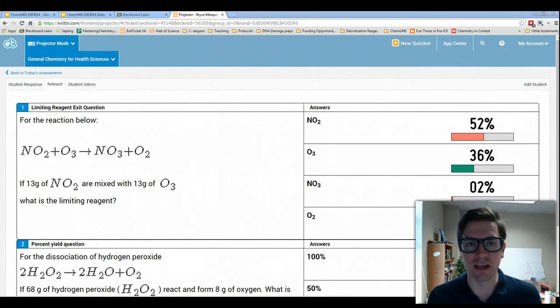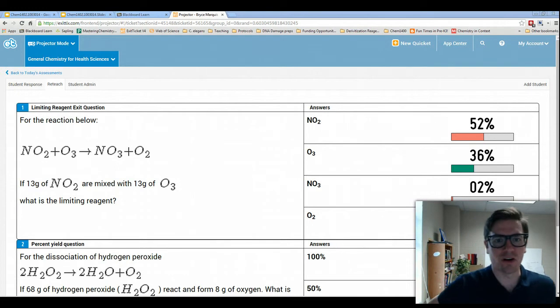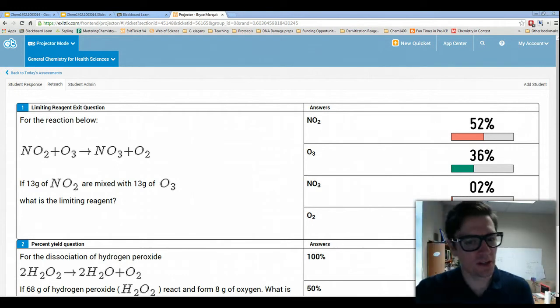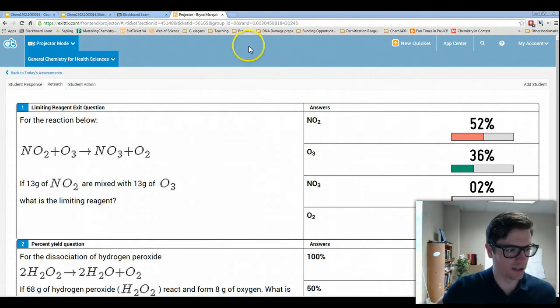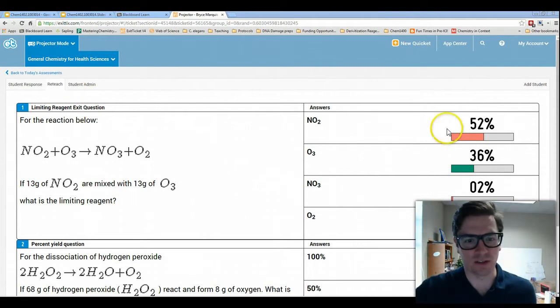Hey everybody, just a quick reflection about our class from Wednesday, that is October 1st. This class we talked about percent yield and limiting reagent, and so I just want to go over our exit ticket questions. If we look here, under half of you got this first question correct.